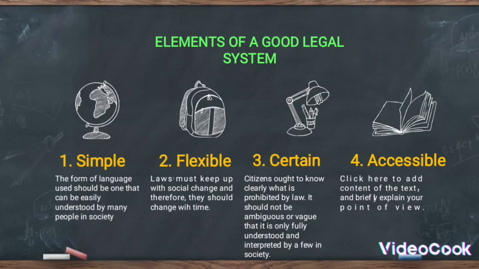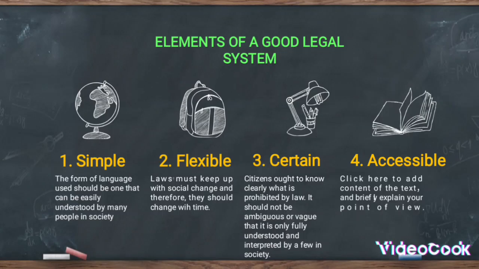The second thing is that a good legal system should be flexible. That means that the law must keep up with social change. It must keep up with the current happenings that demand a change in the law. Then thirdly, a good legal system should be certain, which means citizens ought to know clearly what is prohibited by law, and it should be unambiguous. It should not be vague. Everyone should be able to understand what is wrong and what is right and differentiate the two. There shouldn't be gaps that leave uncertainty, debate, and allow for schism.